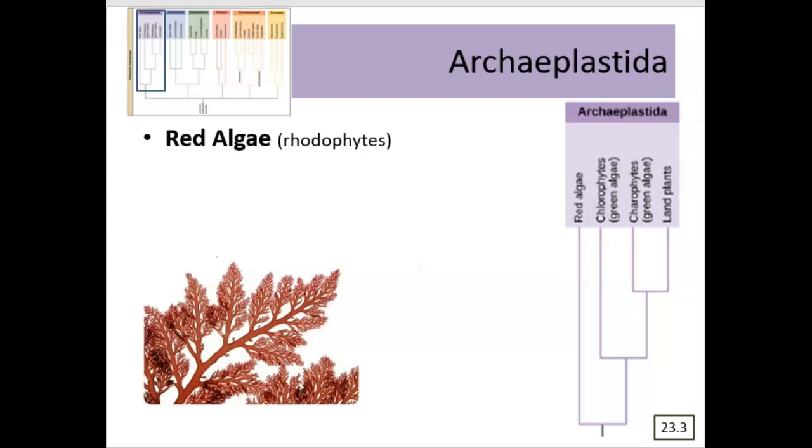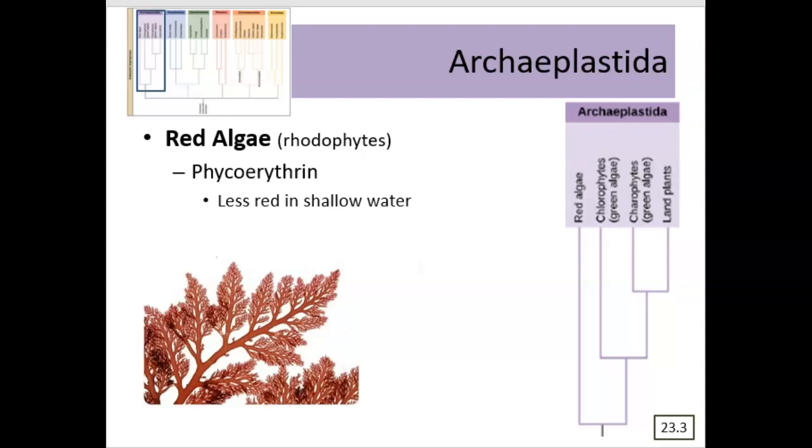Again, I think I mentioned this before, we're going to try to limit the use of the word algae to only photosynthetic eukaryotes, so red algae would be a good example there. That photosynthetic ability comes from their use of a pigment known as phycoerythrin. Phycoerythrin is an accessory pigment in photosynthesis that helps the red algae to be able to capture sunlight energy and convert that into chemical energy.